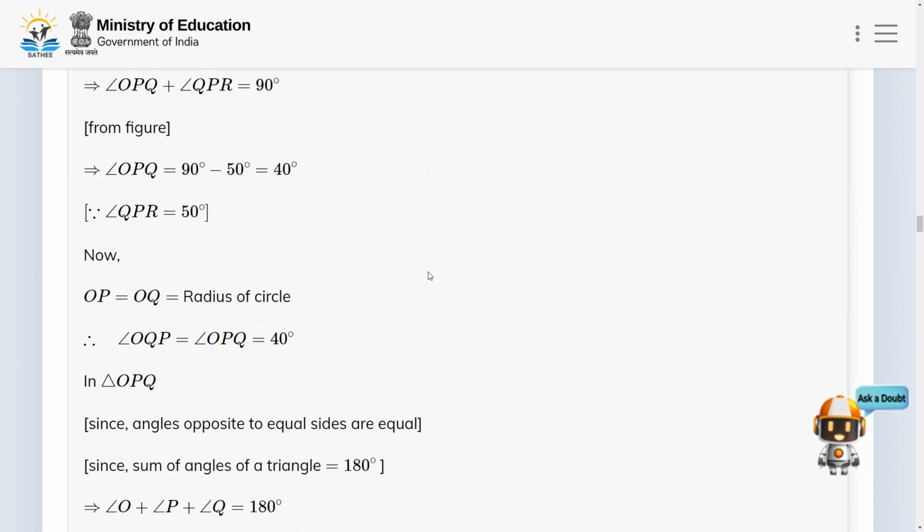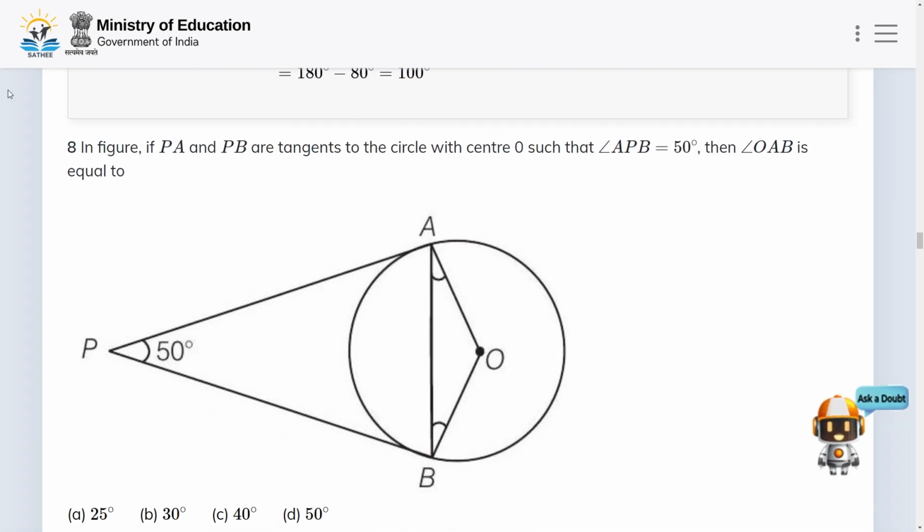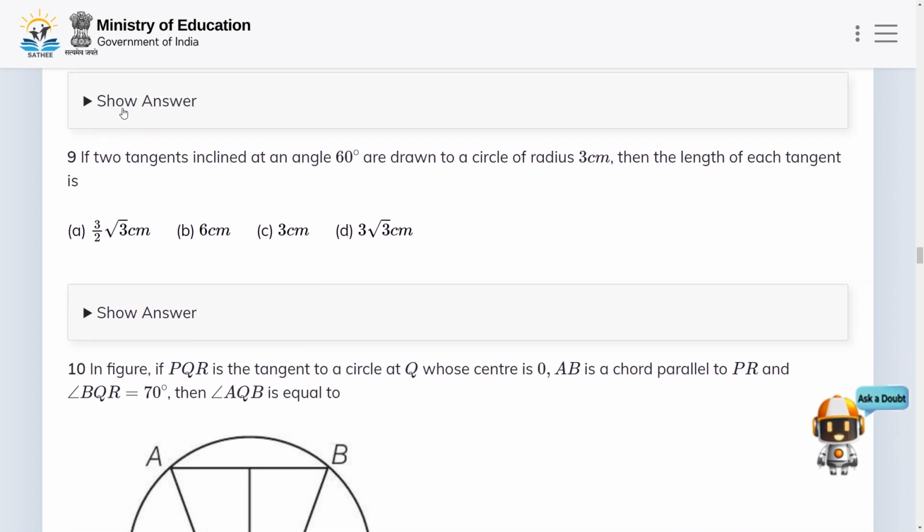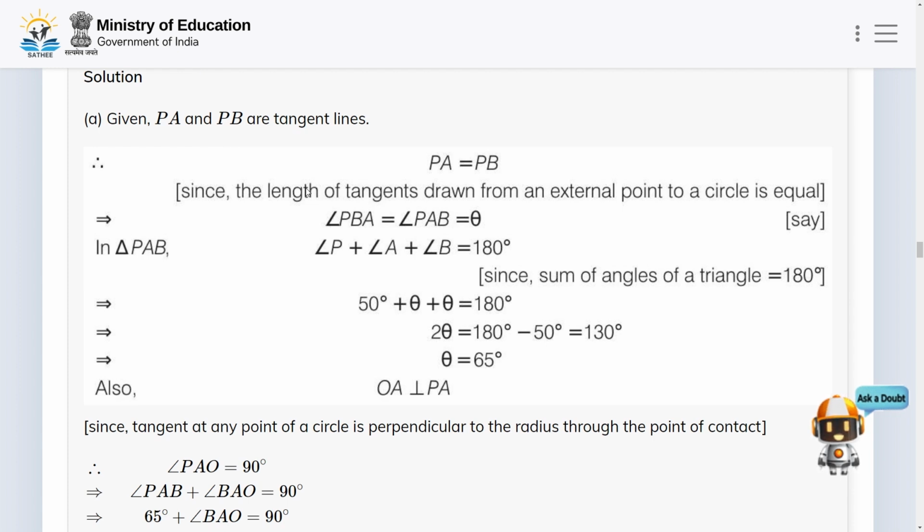So here option number A is the correct answer. Let us solve the next problem. In the next problem, here we have in the figure PA and PB are tangents to the circle with center O, such that angle APB is equal to 50 degree, and then angle OAB is what? So let us solve this problem. Here given PA and PB are tangent lines, and here PA is equal to PB, since the lengths of tangents drawn from an external point to a circle are equal. So it implies angle PBA is equal to angle PAB is equal to theta.